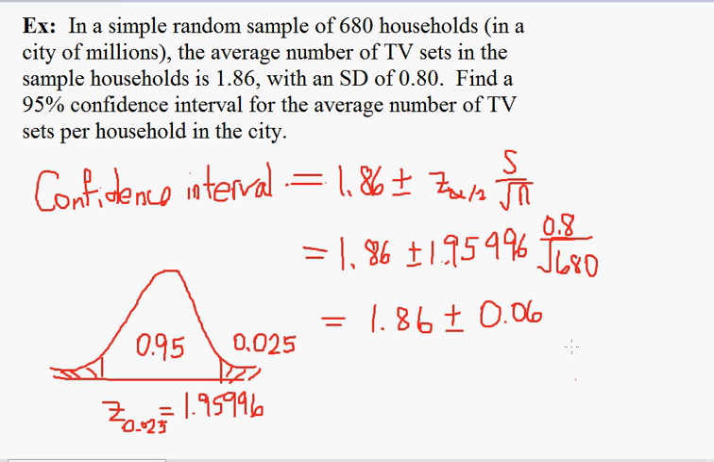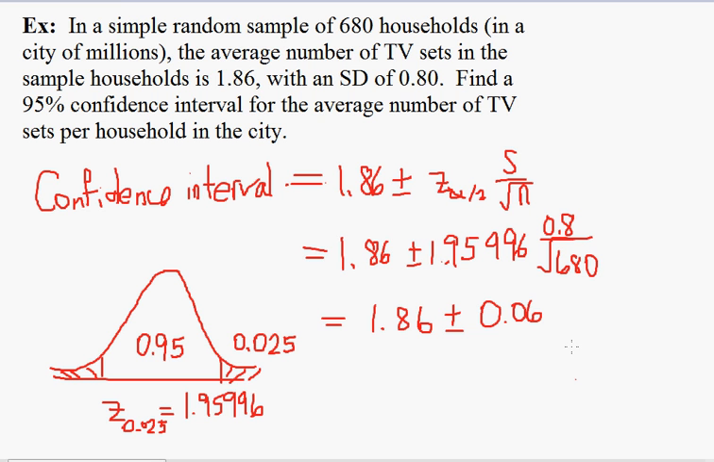Let me run through some of the misinterpretations of this. Clearly, we're not saying that 95% of households have between 1.8 and 1.92 television sets. That's patently absurd. We're also not saying that there's a 95% chance that the average is between 1.8 and 1.92. The population mean is some number, we just don't know what it is. So it doesn't make sense to say that there's a 95% chance that it's in this range. Either it's in the range or it isn't. The population mean is some constant that doesn't change.